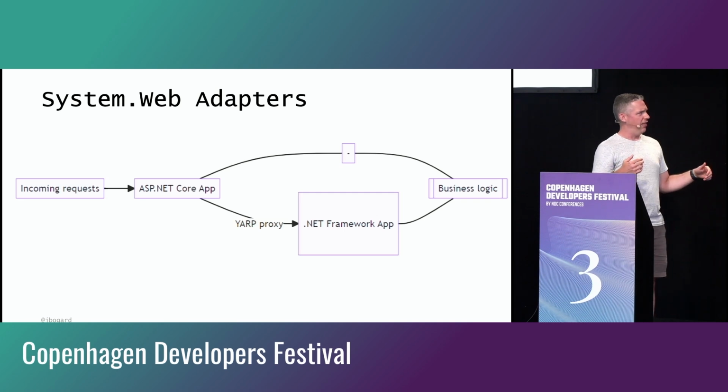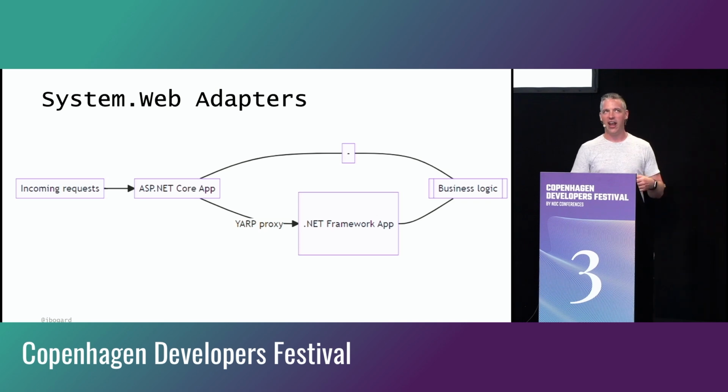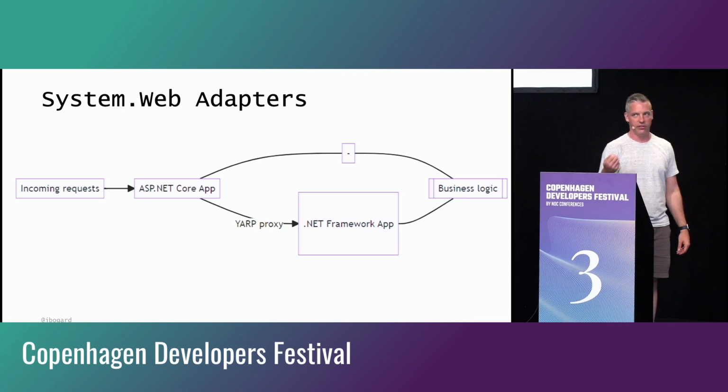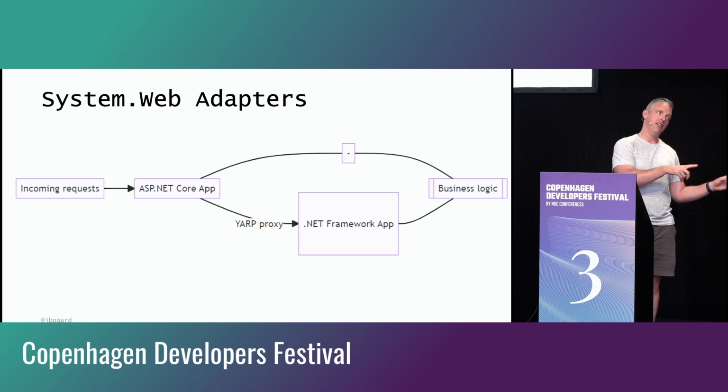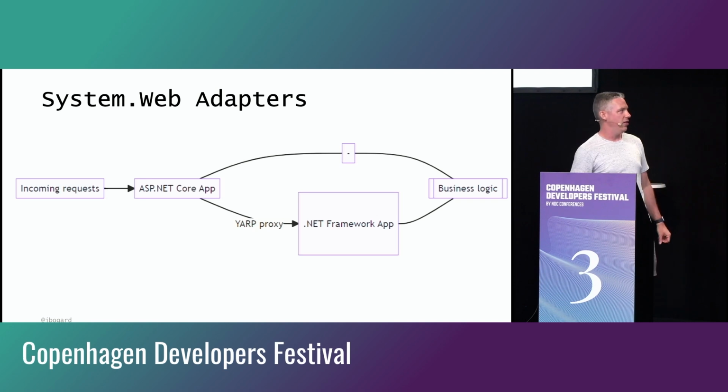And the nice thing about this YARP proxy is that I don't have to have Nginx or some other reverse proxy put in front of all of our systems. Instead, the ASP.NET Core application with this self-hosted reverse proxy will just seamlessly handle these requests. If one's here, call this code. If it's not here, then just forward it on through to the framework application.